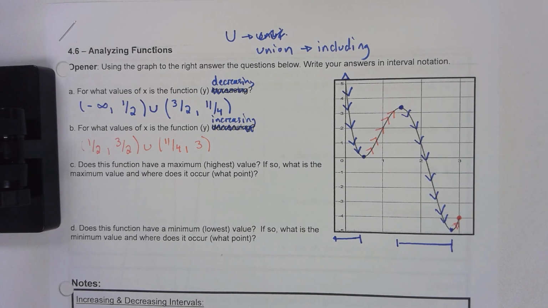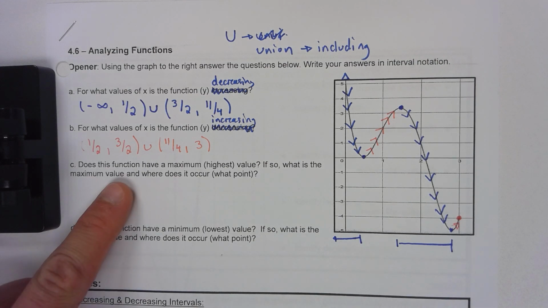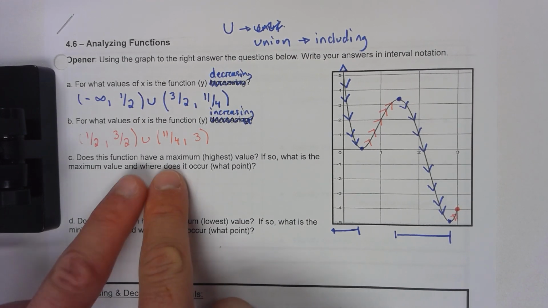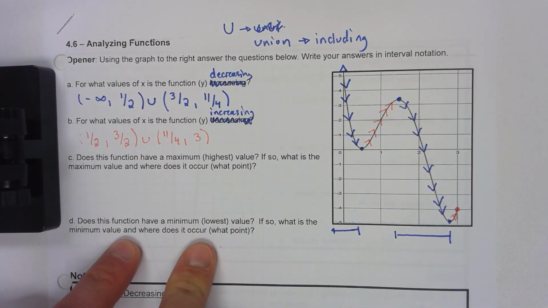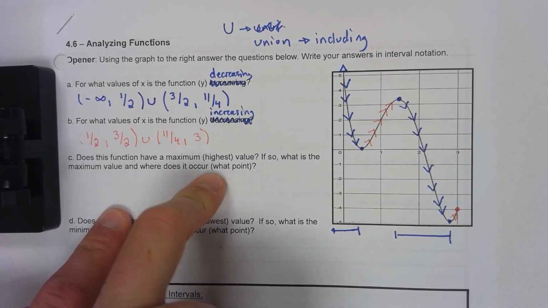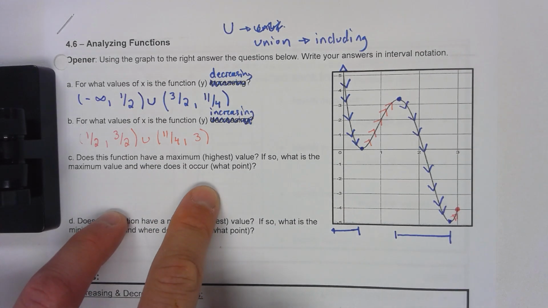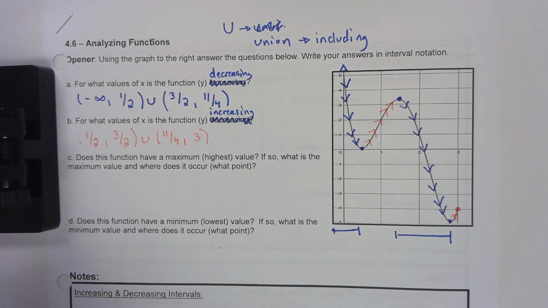Okay, so that's part of what we're going to look at today, is just describing the intervals where it's increasing or decreasing. And again, the key part of that is that it's the x values for where we're either increasing or decreasing. All right, then we're going to also identify on graphs any maximums that it has and any minimums. Okay, so does the function have a maximum? If so, what is the maximum value and where does it occur? So there's kind of two questions here. Where the maximum happens is the x coordinate and the maximum value is the y.